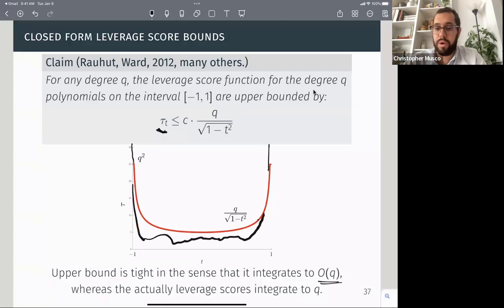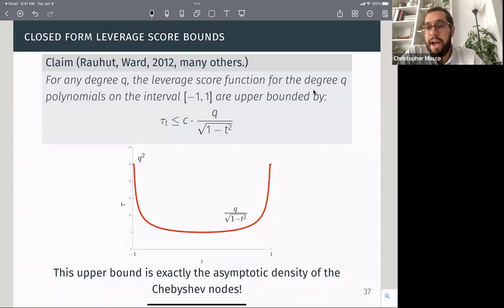The other thing that's really cool is this function is exactly the asymptotic density of the Chebyshev nodes. If you look at the Chebyshev nodes as n goes to infinity, they have some density on the interval, and it will match this function in the limit. Also in the limit, as the degree of the polynomials goes up, this less than or equal to becomes an equality. So in the limit, both of these methods are collecting things asymptotically the same: the Chebyshev nodes from a deterministic grid and the leverage scores in a randomized way.